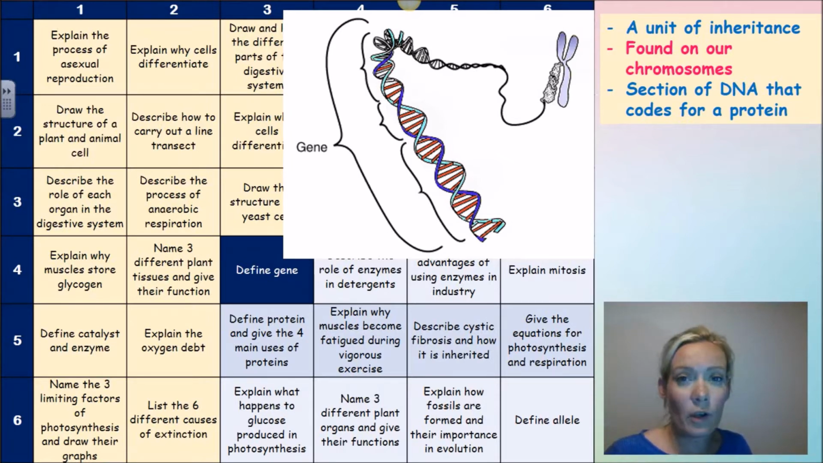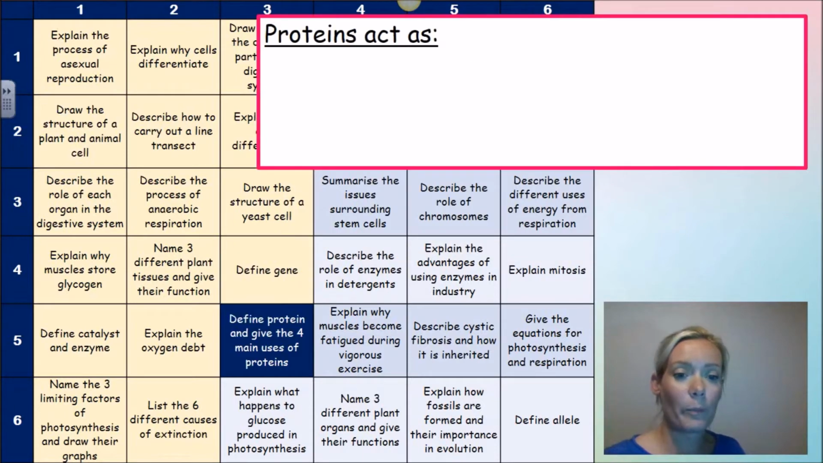Please, please, please remember size order. DNA the smallest, then gene, then chromosome. Really important. Okay, next one.